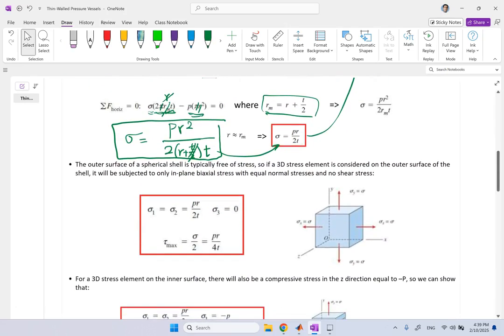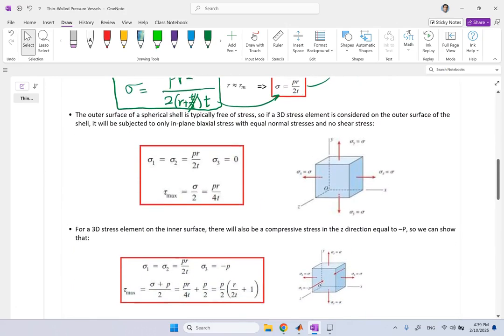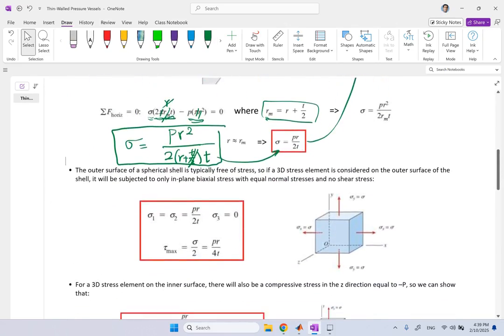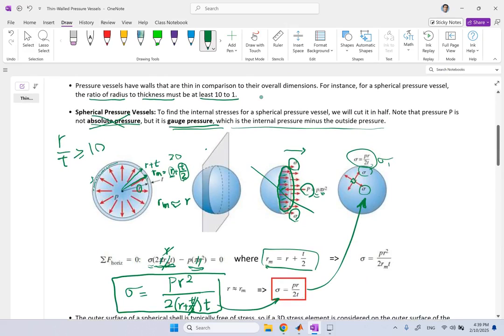Now if you look at it in 3D, and look at the elements, here we can look at the elements on the outside or on the inside of the spherical pressure vessel or the tank. So if you look at it on the outside, like this picture here, this is the sphere and this is that 3D element here. Now of course there is a sigma and a sigma, but on this outer surface that is exposed to air, there is no pressure or no stress. So in that direction, that sigma is equal to 0.